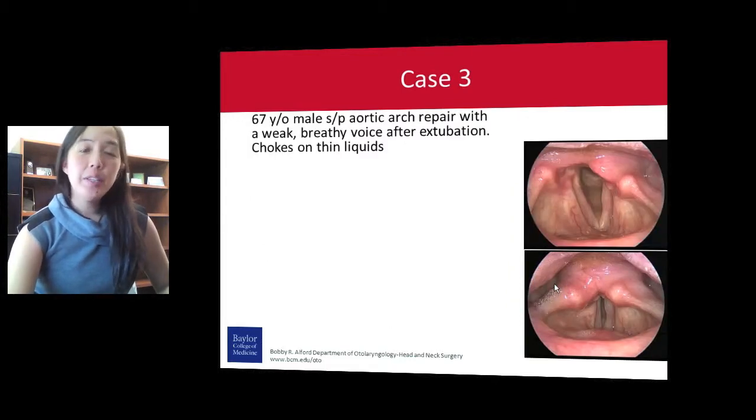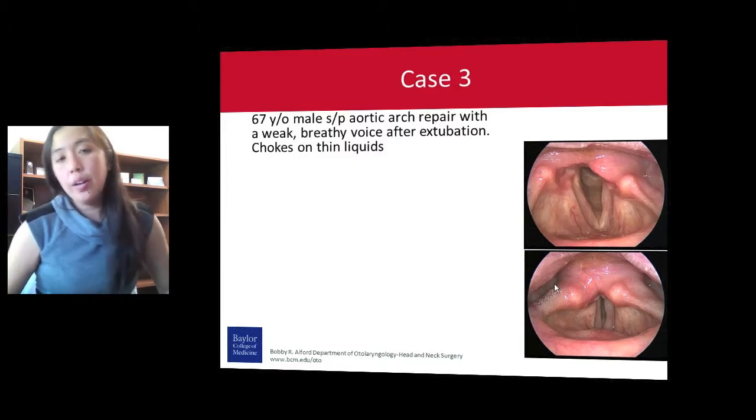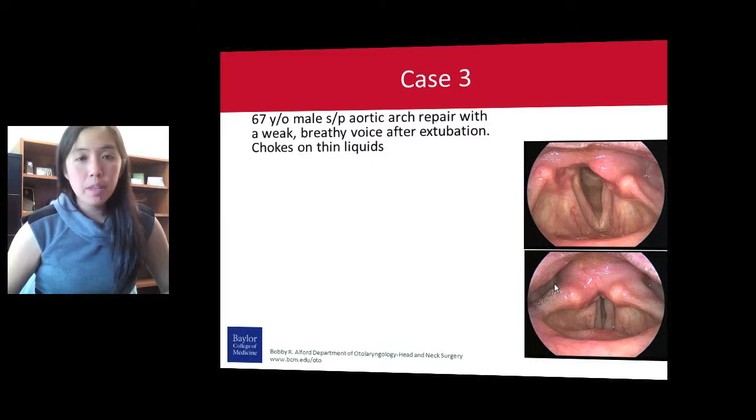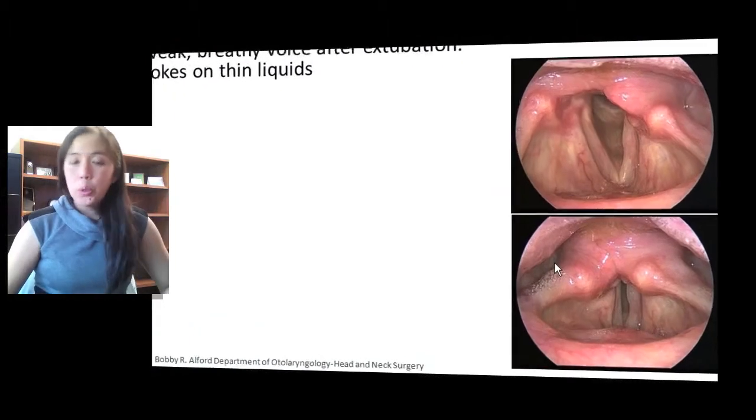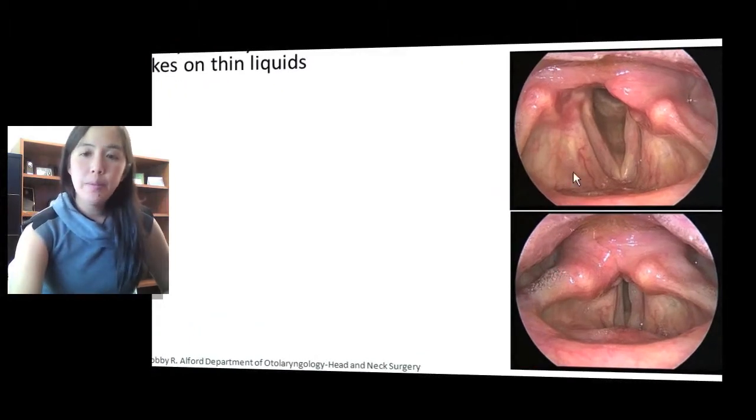Okay. So our third case will be a 67-year-old man who has a history of having undergone an aortic arch repair, with a weak, breathy voice after extubation and a weak cough. In addition, he chokes on thin liquids. When we put the scope down, when he takes a breath, this is what you see. The right vocal fold, you can see, has good abduction. The left vocal fold is rather flaccid and not moving to the breath.